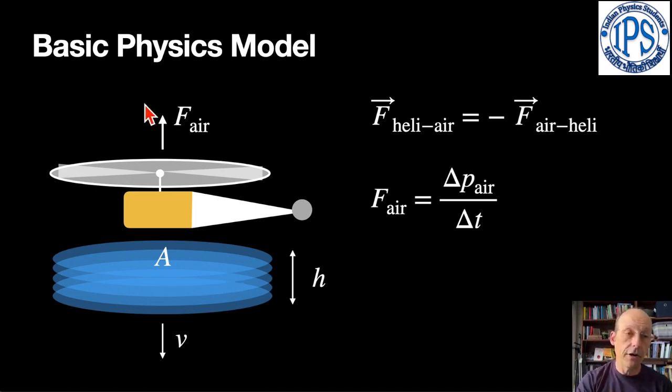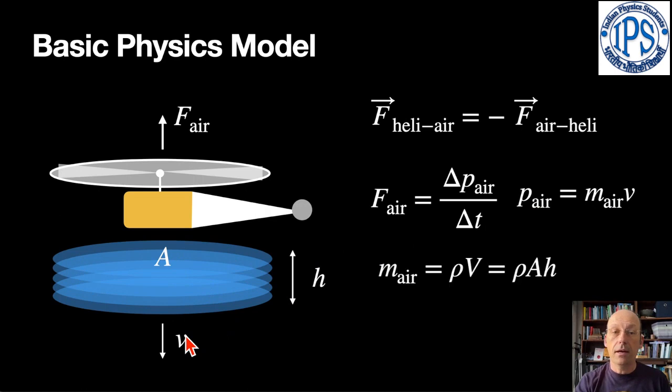So that air started up here, and then it gets pushed down, so it has some velocity. And if I can find the change in momentum and the change in time, I can get the air force. And so the momentum of that air is just the mass of this air times the velocity of the air. I'm calling it v. And then the mass of this air is the density of air, rho, times the volume of that cylinder, which is just the height times A.